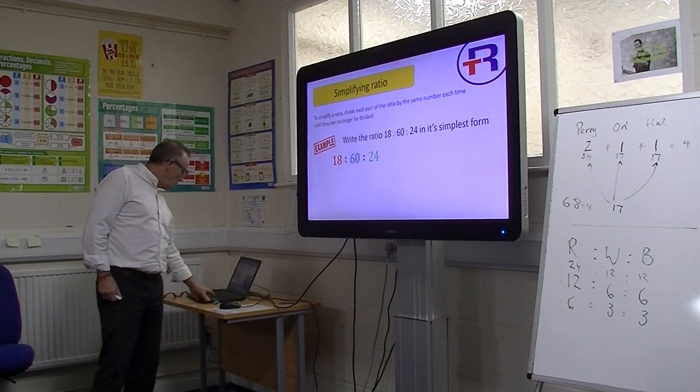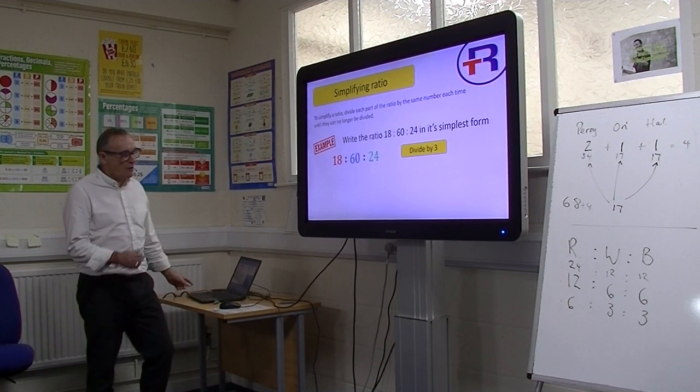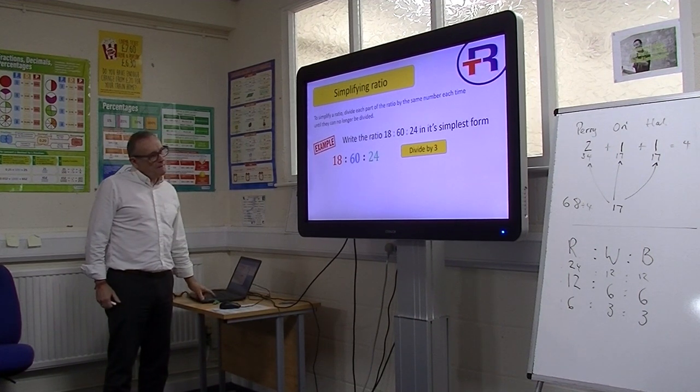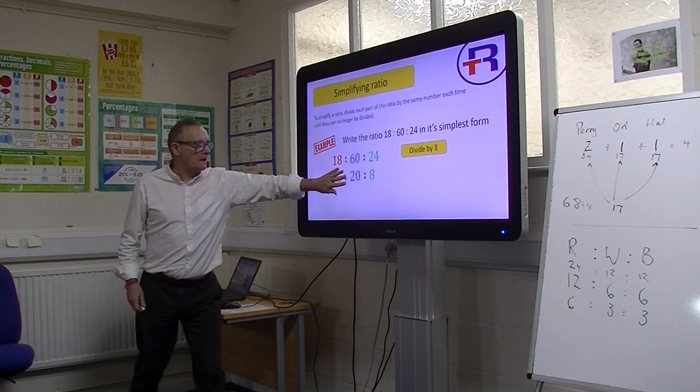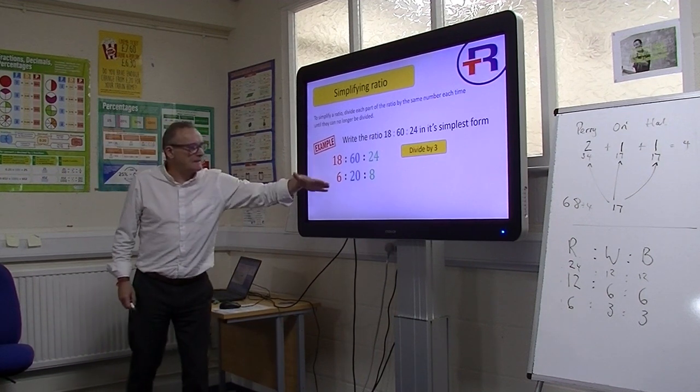6, 3? Let's go with 3. So let's divide all of them by 3. 18 divided by 3 is 6. 60 divided by 3 is 20. And 24 divided by 3 is 8. We've simplified it already. It's the same ratio, but it's a simple version.